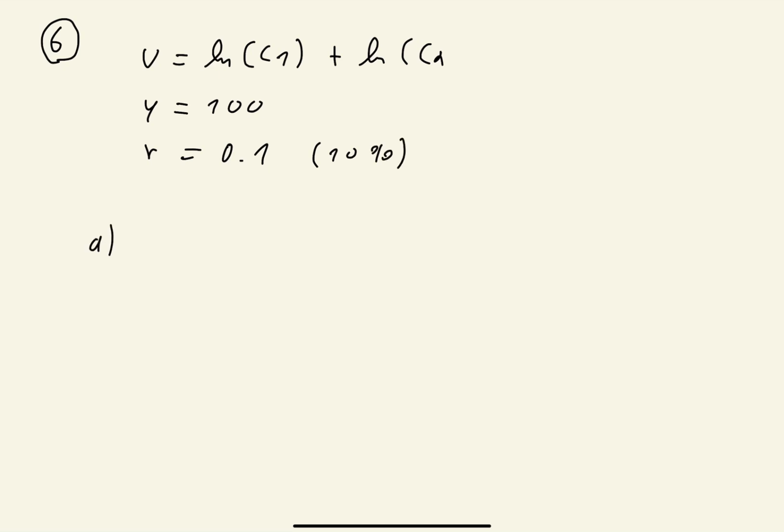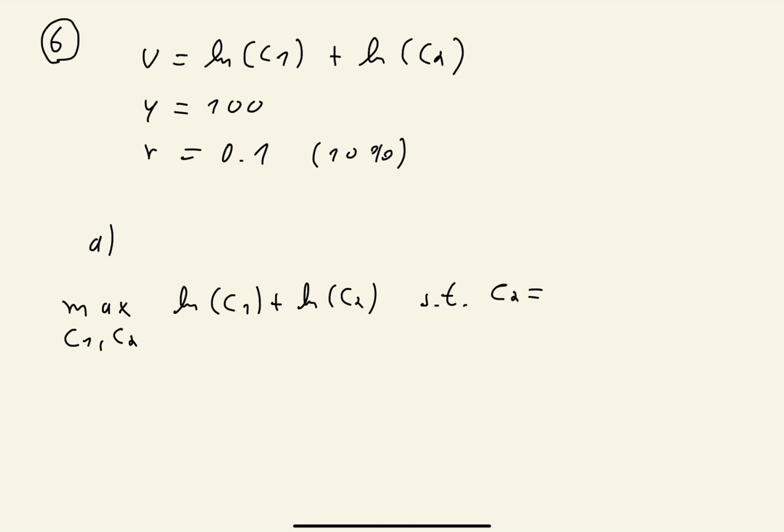So in A, we are asked to solve the utility maximization problem without any taxes. So this will be an intertemporal optimization problem because the consumer is deciding on how much to consume today and how much to consume in the future. So the optimization problem is the following. The consumer is maximizing over his consumption today, C1, and his consumption tomorrow, C2. And he's maximizing his utility, so the log of C1 plus the log of C2, such that, now comes the constraint, his consumption tomorrow is equal to his income, so 100, minus what he consumes today, C1. So this is actually equal to S.